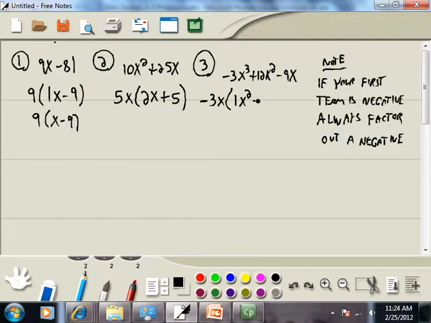12 divided by negative 3 is negative 4. We had 2 x's, we pulled 1 away, so that leaves us a single x. Negative 9 divided by negative 3 gives us a positive 3. We had 1 x, and it's gone. So our answer, the 1 will drop and become invisible. Our answer is negative 3x times x squared minus 4x plus 3. Now this one can actually factor down a little bit further, but all we're looking to do here is factor out the GCF.